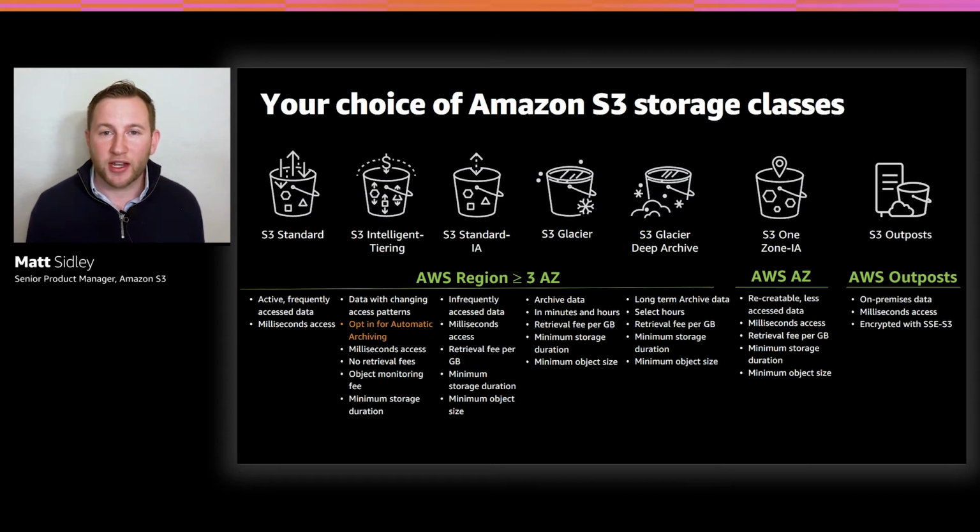If you can store your data in a single zone and it's infrequently accessed, you can also use OneZone IA with 20% savings over S3 Standard IA. And finally, for those that have local compute and data residency needs, you can use S3 on Outposts, which is a storage class designed for your AWS Outpost environment.